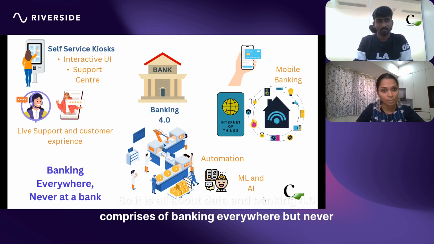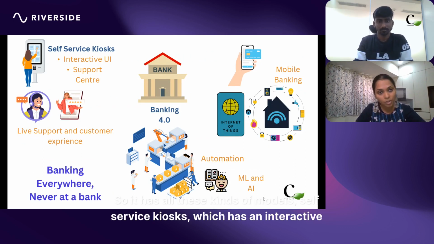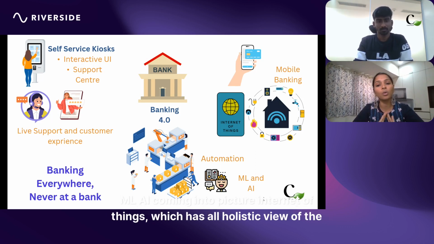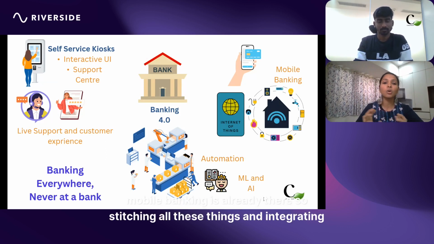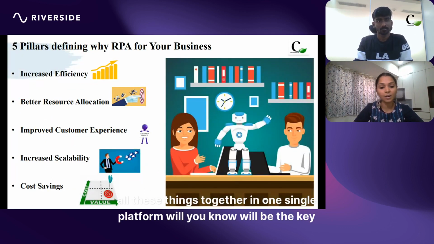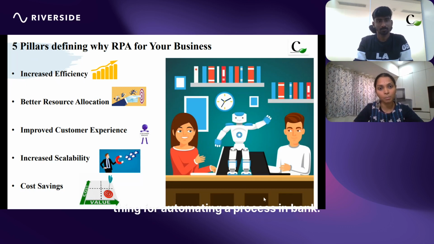Banking 4.0 comprises banking everywhere but never at a bank. It has all these models: self-service kiosks with an interactive UI, support center, live customer support, and experience center with automation and ML and AI coming into the picture. Internet of Things, which gives a holistic view of the entire setup. Mobile banking is already there. Stitching all these things together and integrating them in one single platform will be the key to automating processes in banks.